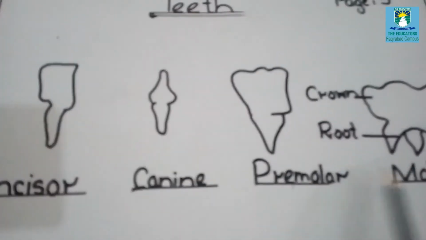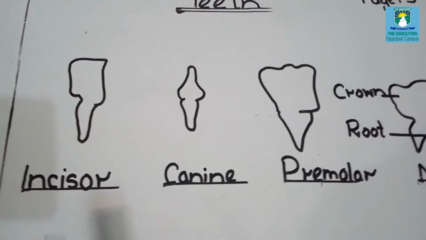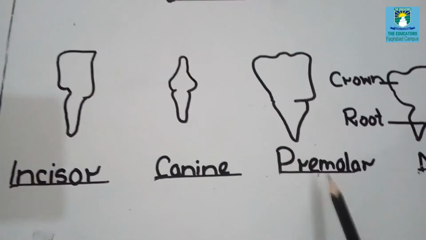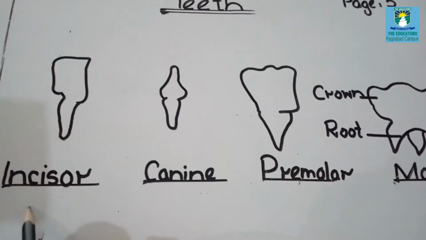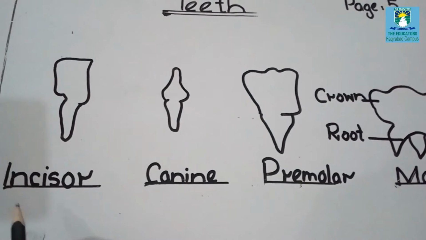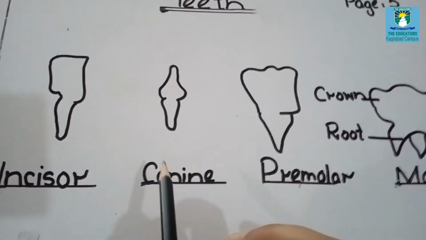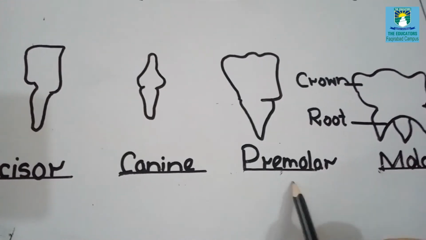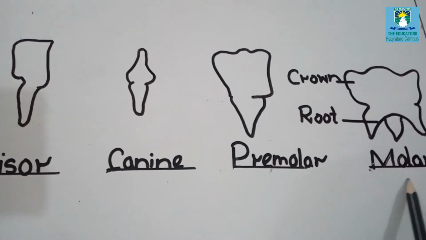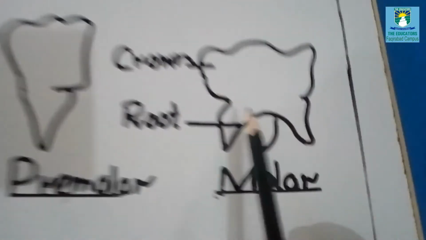These are the 4 types of teeth. First is incisor, second canine, third premolar, fourth is molar. The first is used for cutting the food cleanly. The second is used for biting. The third and fourth are used for chewing and grinding. These are the 4 types. Now look at this diagram.